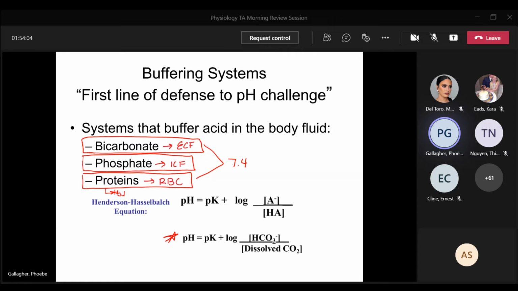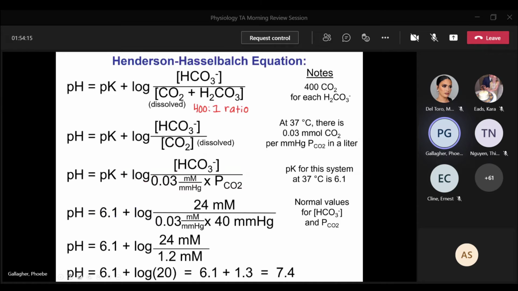Once again, he's reminding you of the Henderson-Hasselbalch equation. So you should know that as well, but I don't think he's going to give you any difficult math problems on that though. Okay, so we can run through this really quickly again.